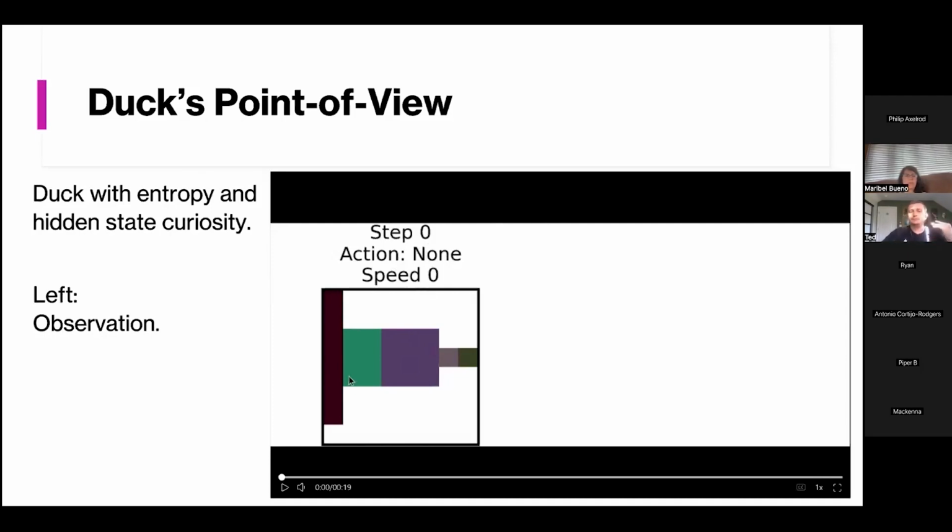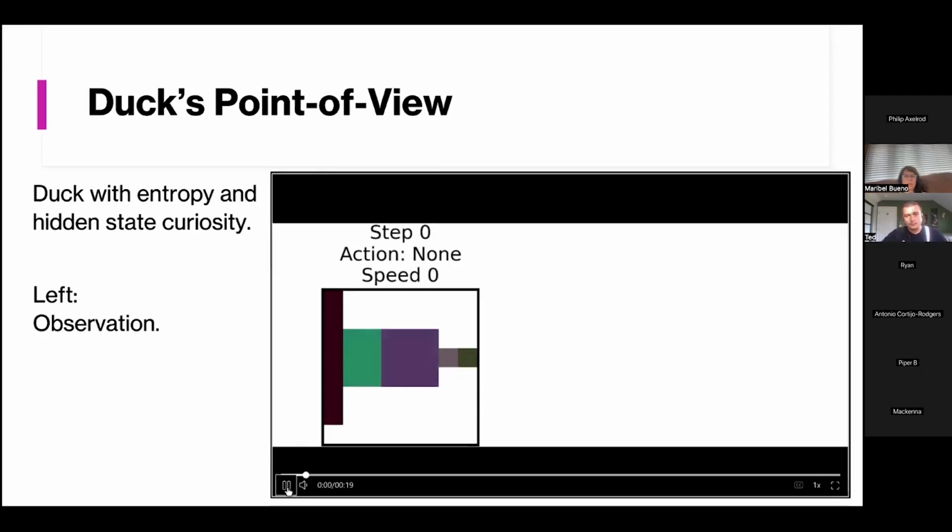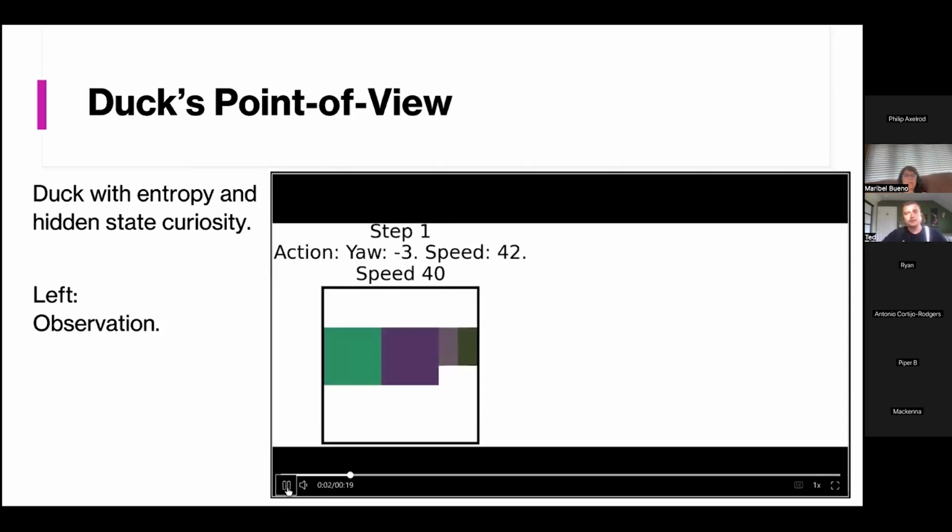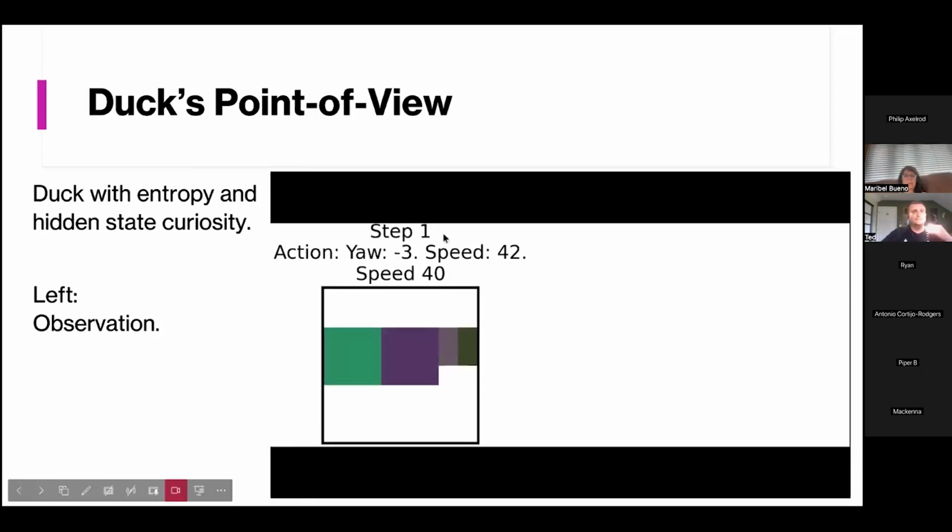And we've seen this before. It's seeing a block on its left, some blocks a little farther away, and some blocks a little farther than that. And if I just go one slide forward here, there we go. So this is after 1 step. It looks like it turned a little bit to the right. It looks like it's moving very quickly. And so it's moving along.